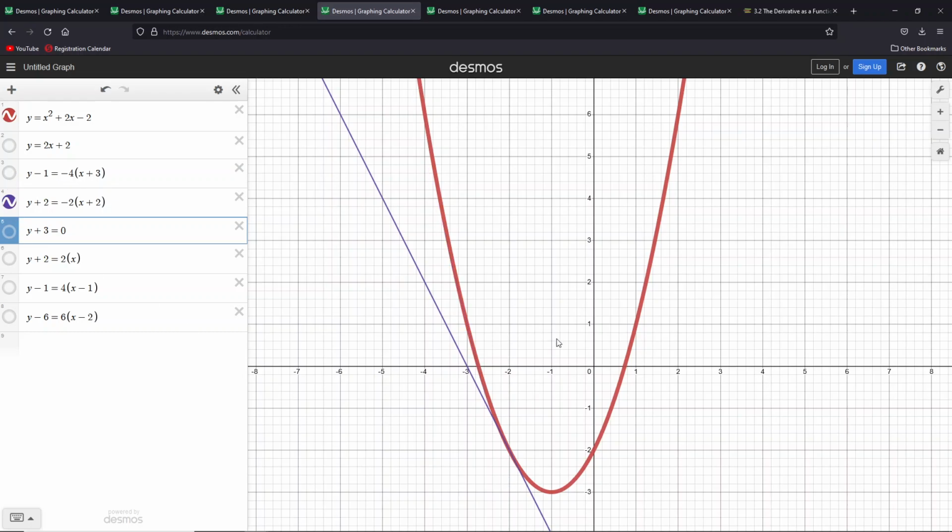Now what about at negative 1? If you notice, that's where this one turns from going down to start going up. The tangent line in that case would be this horizontal line. So if you remember, the slope of a horizontal line is 0. So the derivative at negative 1 will actually be 0.